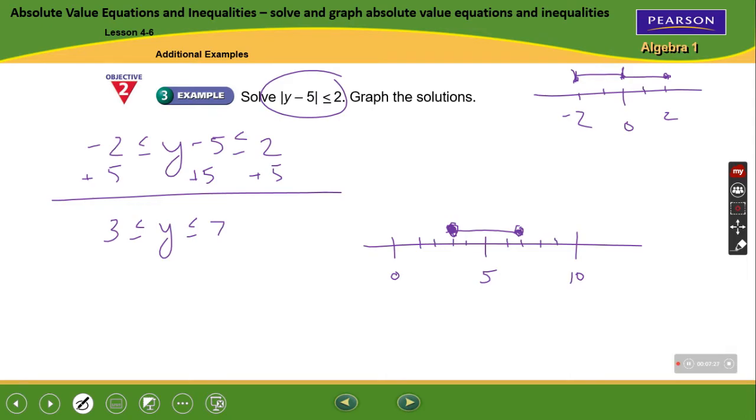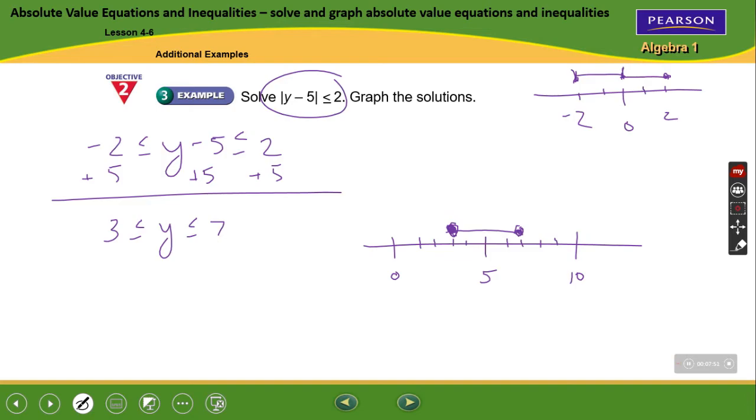So let's check to make sure we have the correct area. So if we put in 7, back up here, 7 minus 5 is 2. Absolute value of 2 is less than or equal to 2, so that works. What about 3? So I'm checking the endpoints. 3 minus 5 is negative 2. The absolute value of negative 2 is 2. 2 is less than or equal to 2, so that works.